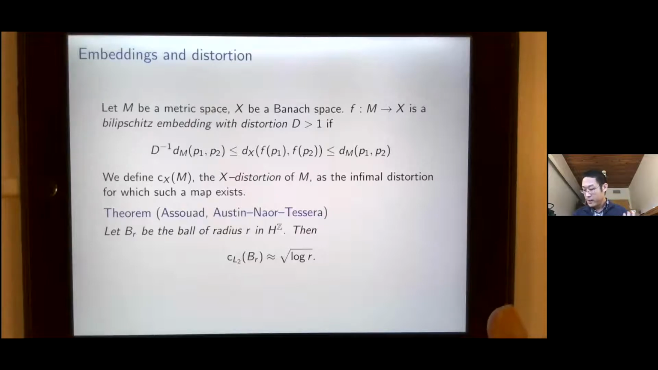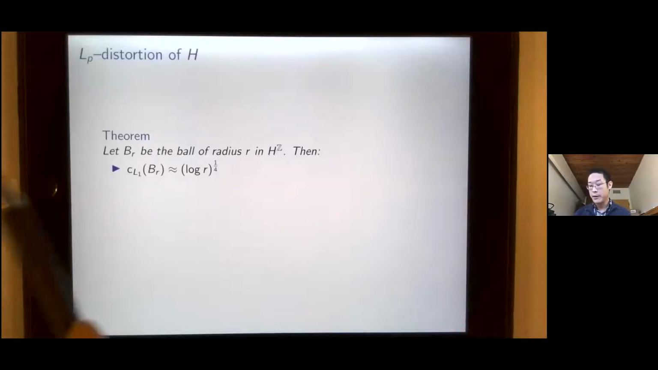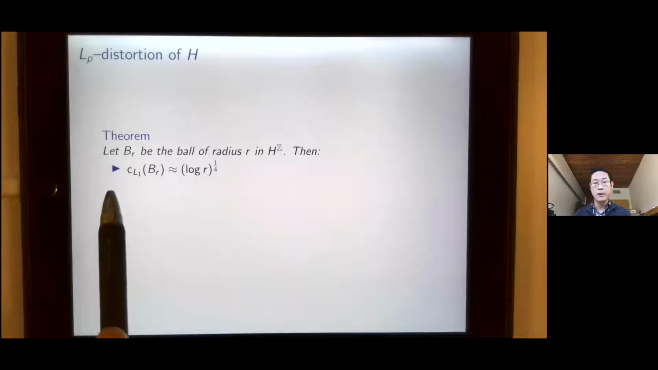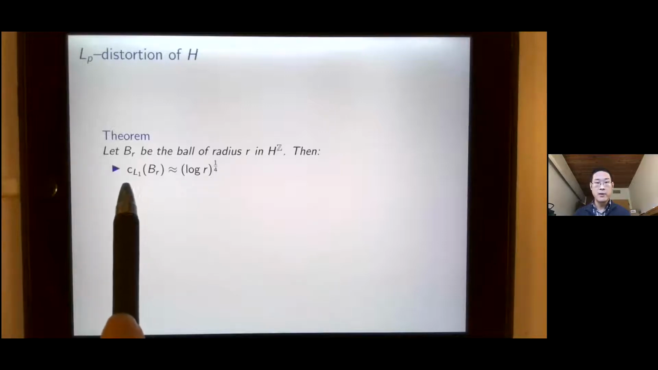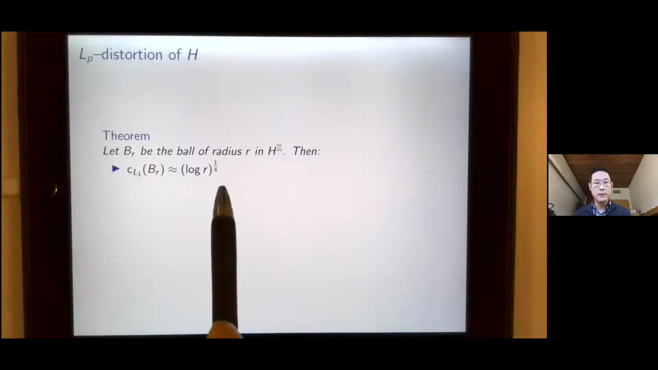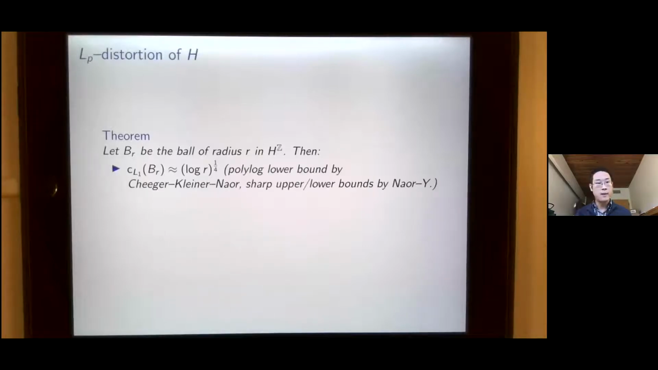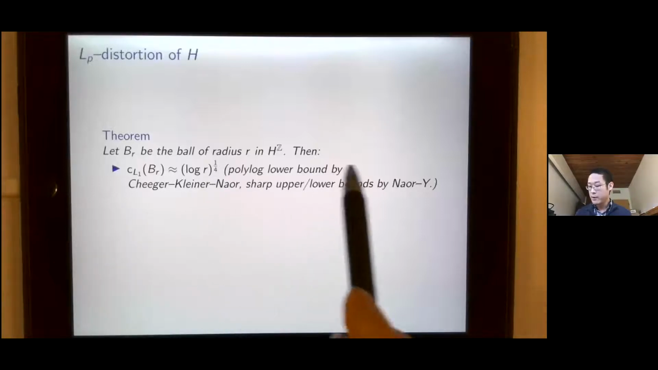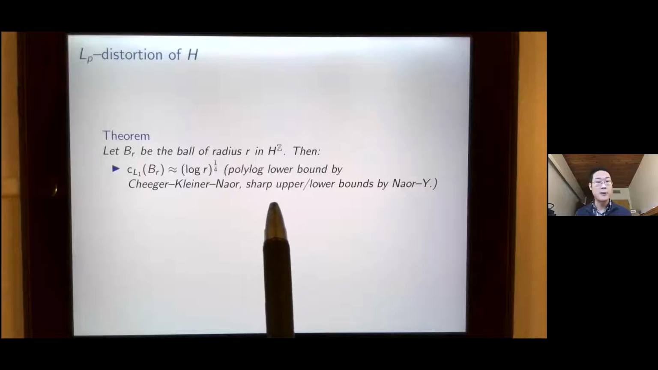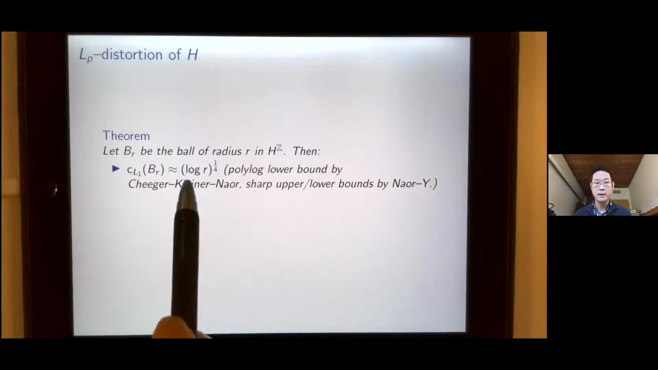More generally, we can ask, okay, well, so this is how hard it is to embed the Heisenberg group in Hilbert space. What about other Banach spaces? What about other L^p spaces? And there's a lot that's known. So if B_R is the ball of radius R in the integer Heisenberg group, then you can embed it in L1 with distortion on the order of the 4th root of log R. The first result in this direction was due to Cheeger, Kleiner, and Naor. And then recently, Assaf and I have found sharp upper and lower bounds on this distortion to get this asymptotic estimate.